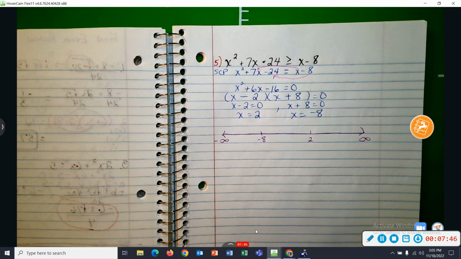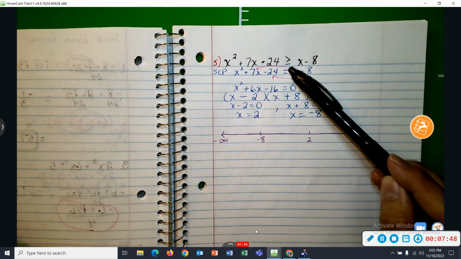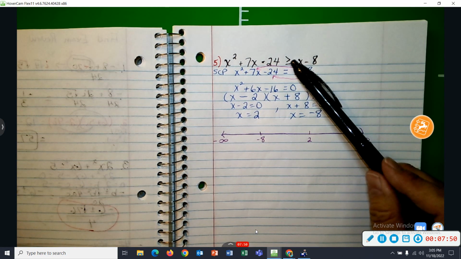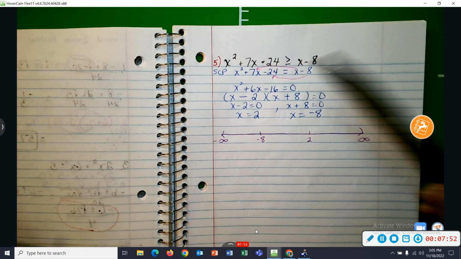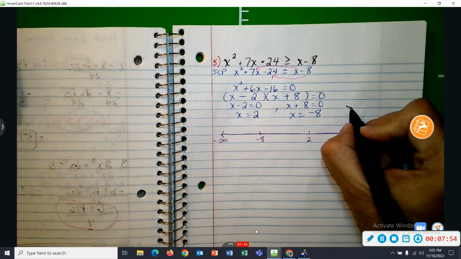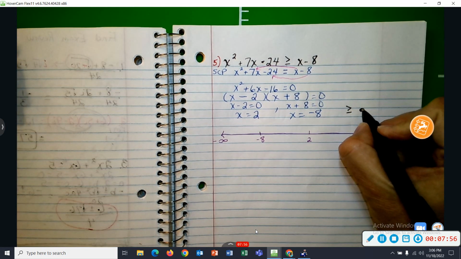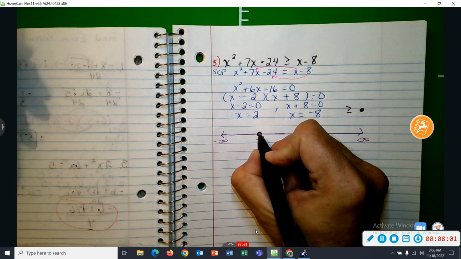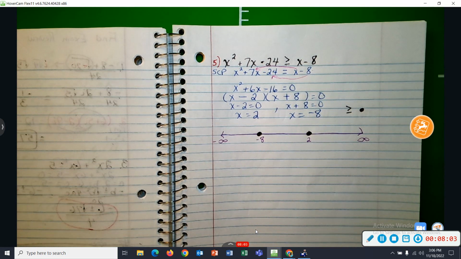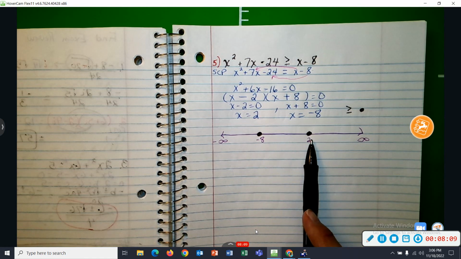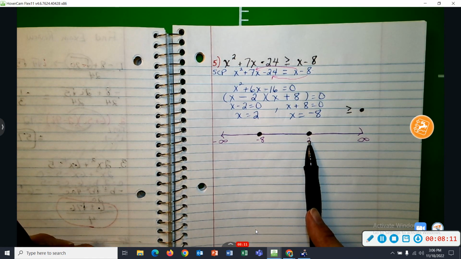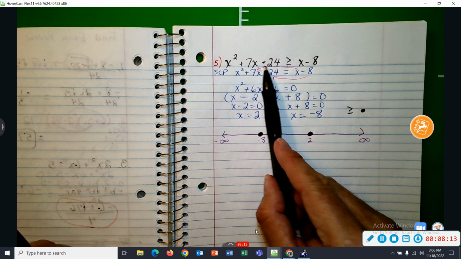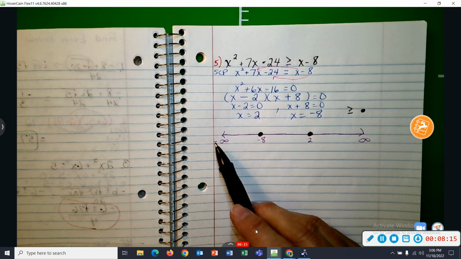And I should have already asked this. Open or closed circle at the solution cut point? Well, since we have an equal sign on there, it's a closed circle. And there were no repeated factors, so it's going to alternate. I'll just choose a number between negative 8 and 2 and plug it in. I'm going to choose 0.